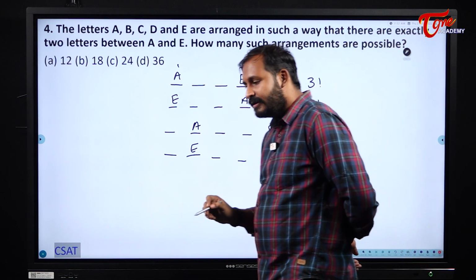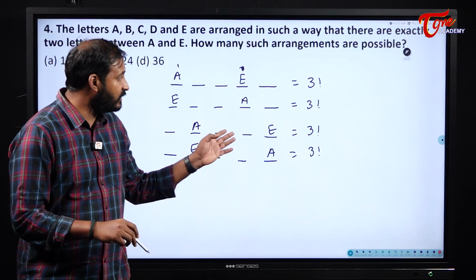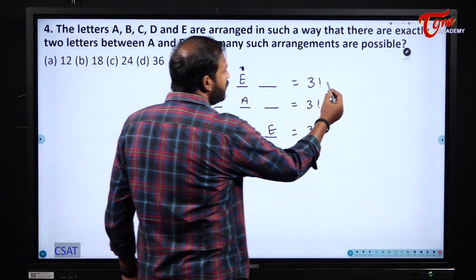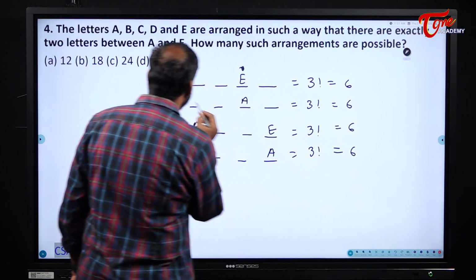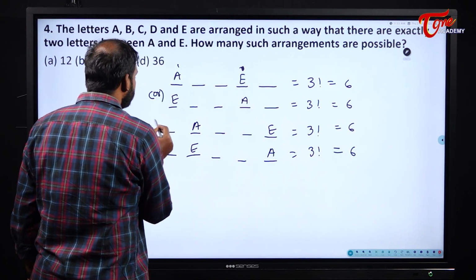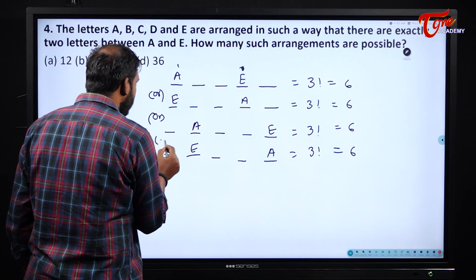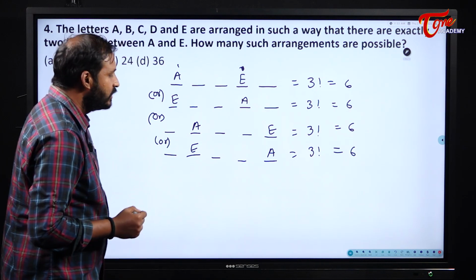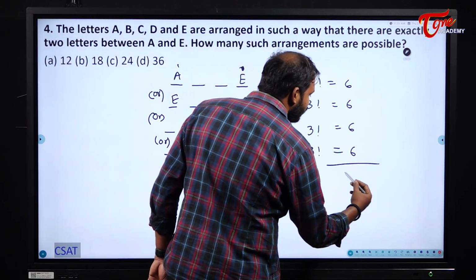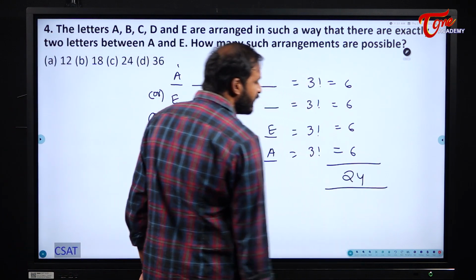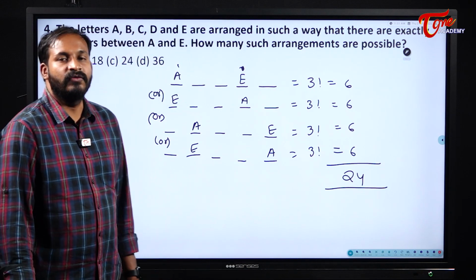I can arrange B, C, D in 3 factorial ways. 3 factorial means what? 6. 6, 6, 6. Why? Because these are OR. I can arrange like this, or like this, or like this. OR means you will add the things. So in total, how many different ways can I arrange them? I can arrange them in 24 different ways.